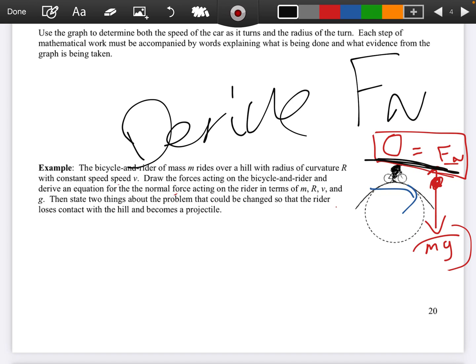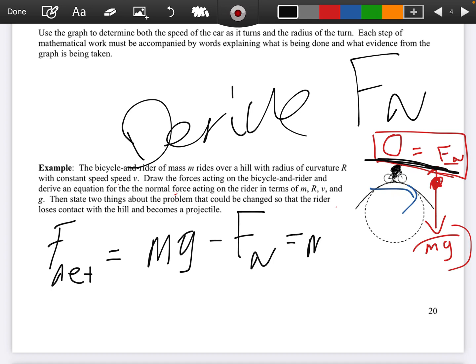So I'm going to get the net force. My net force is the stuff that makes it go minus the stuff that holds it back equals mass times acceleration. Stuff that makes it go is mg minus my normal force equals mass times centripetal acceleration because there is a circle. I'm using v because v was one of the terms that I'm supposed to use.